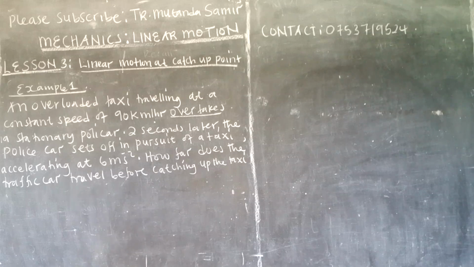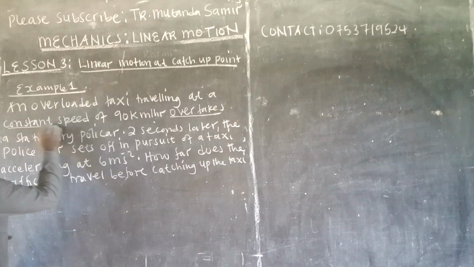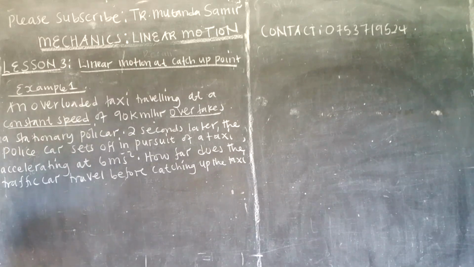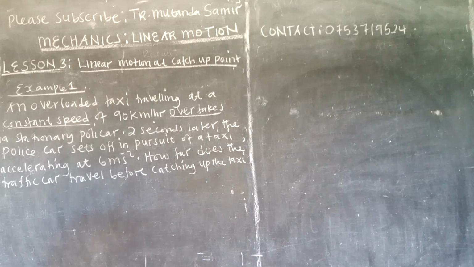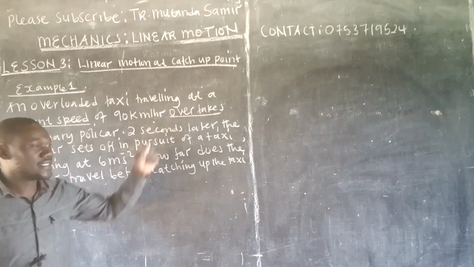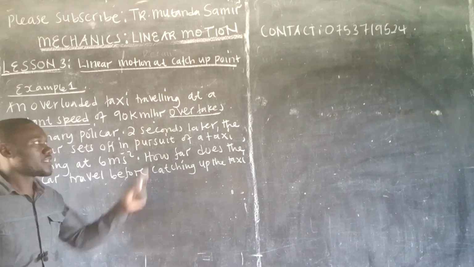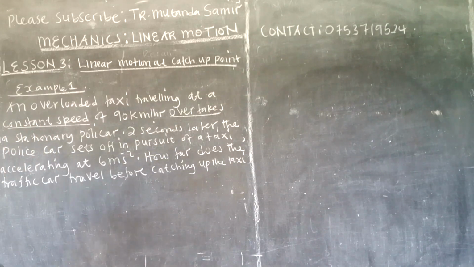They're saying an overloaded taxi traveling at a constant speed. Note this word, constant speed. We say that at a constant speed, acceleration is always 0. In lesson 1, we explained that. Of 90 kilometers per hour, overtakes a stationary police car, a full stop.